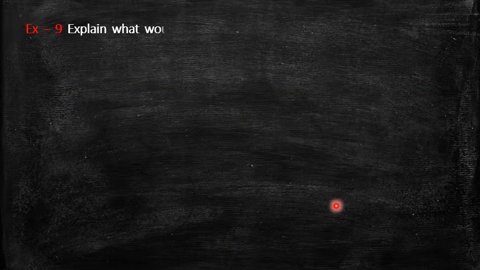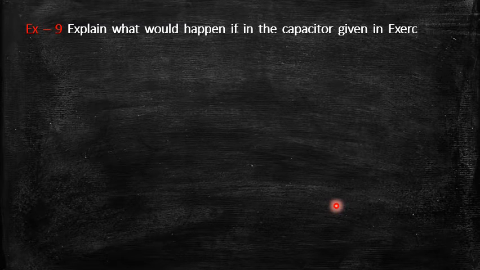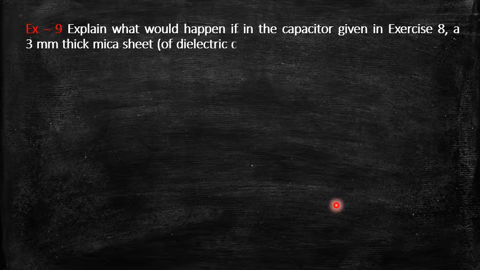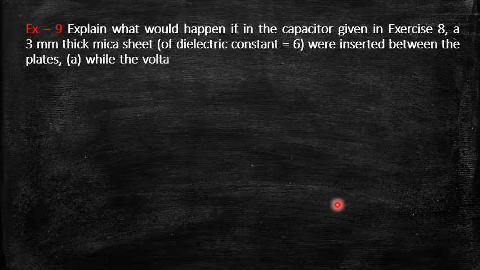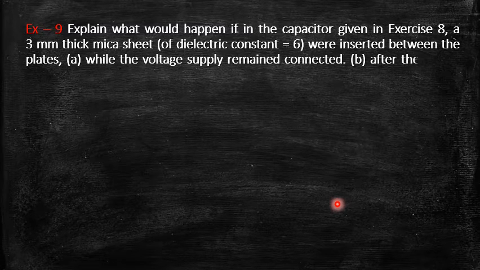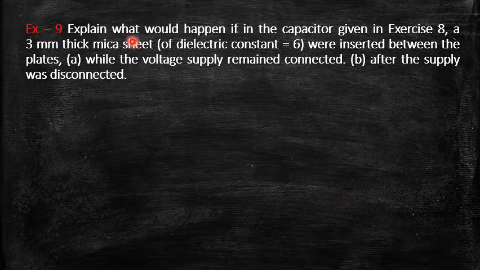In ninth one, we are asked to explain what would happen if in the capacitor given in the previous exercise problem, a 3 mm thick mica sheet of dielectric constant 6 were inserted between the plates while the voltage supply remained connected, or if we disconnect the battery. Very interesting problem. We know that whenever we change the medium between the plates, capacitance increases by K times.